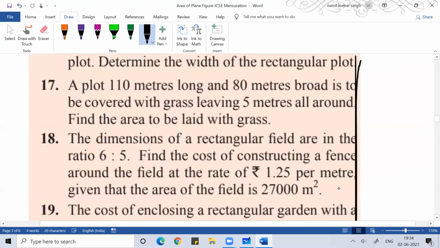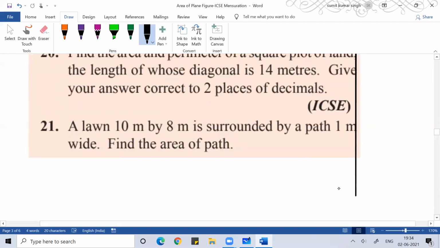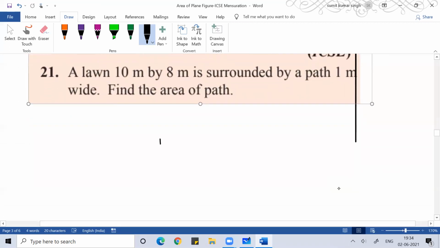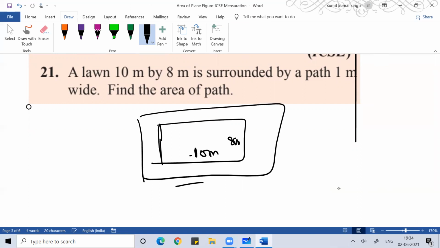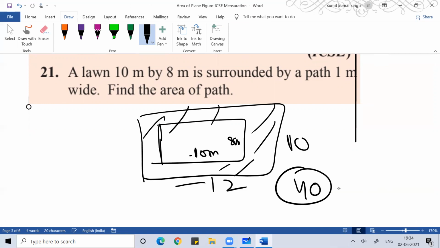So 40 square meter. So the lawn is 10 meter by 8, surrounded by one path. The outer would be 12 and this would be 10. So first we find the area of both of them, 120 and 80, and you'll get 40 meters square. So the area of this path you want is the area of the outer rectangle, 120, minus the area of the inner rectangle, 80. That will be 40.